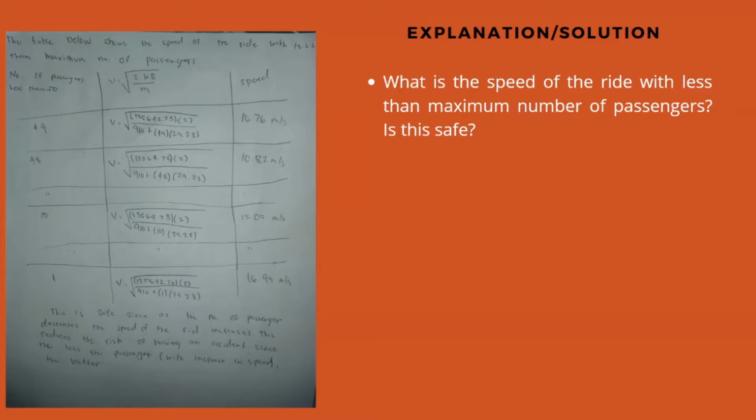And the last, when the passenger is 1, V is equal to the square root of 134,642.78 times 2 over 910 plus 1 times 29.28, and the result of the speed will be 16.99 meters per second. This is safe since as the number of passengers decreases, the speed of the ride increases. This reduces the risk of having an accident since the fewer the passengers with an increase in speed, the better.